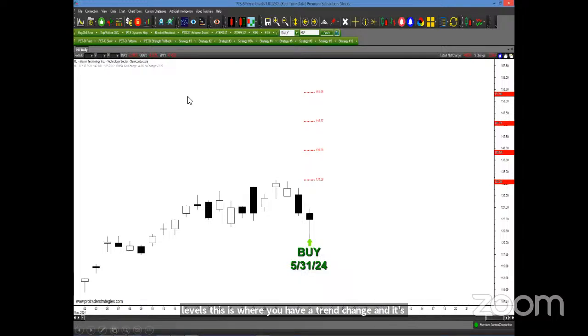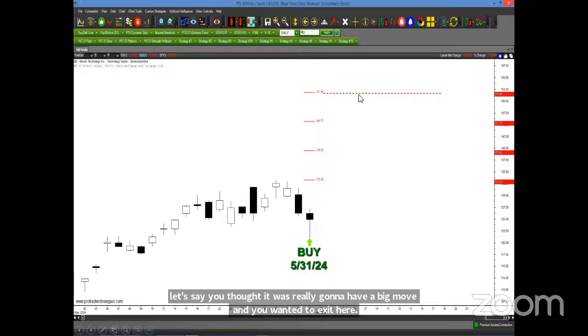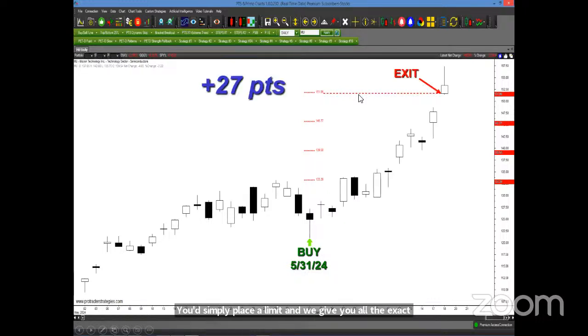So let's say you thought it was really going to have a big move and you wanted to exit here. You'd simply place a limit, and we give you all the exact numbers of where these are. And look what happened. In 2 weeks, this was just a couple of weeks ago, you could have potentially captured 27 points. And look what happened right after that. Stock started to go straight down, okay? This is the beauty of using this.